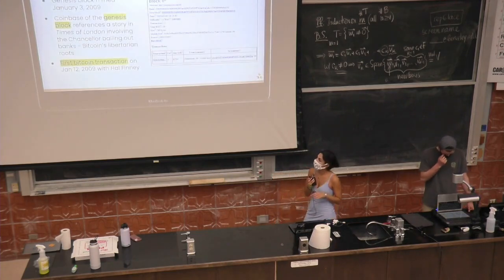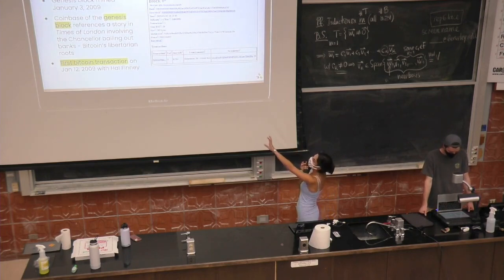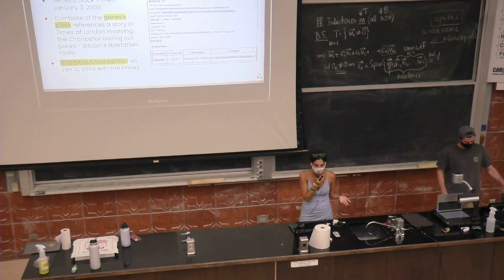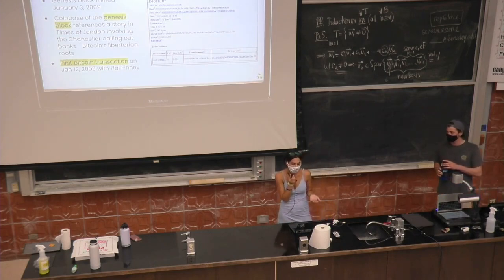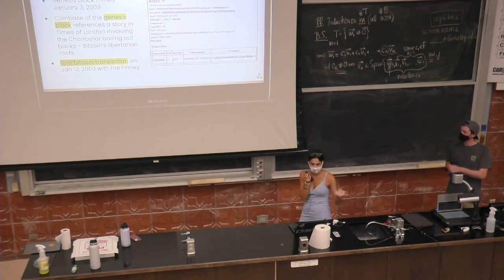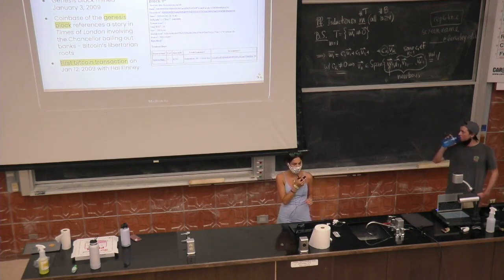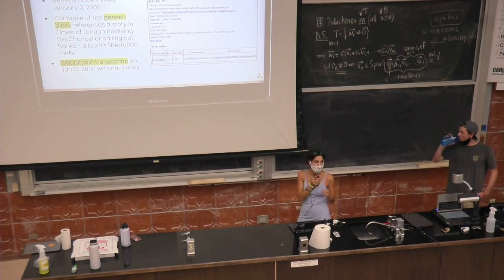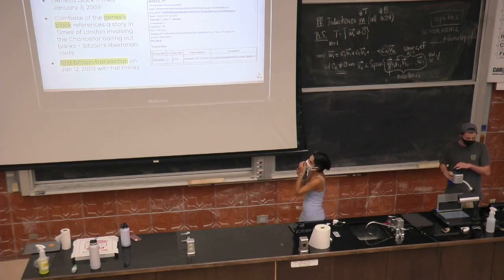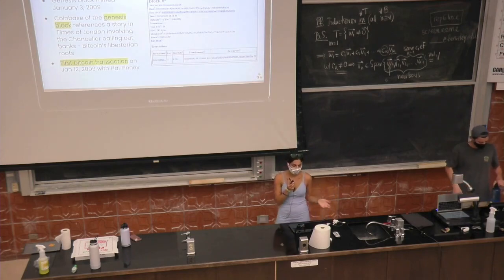So showing you, I think this is pretty cool. This is the first block mined by Bitcoin, which you can reference as the first cryptocurrency, depending on your definition of cryptocurrency. Some of those other ones could be if you have a different definition. But the first block in Bitcoin was mined on January 3rd, 2009, and it actually references a story in the Times of London involving the Chancellor's bailing out of banks, which, again, is going back to Bitcoin's libertarian roots.